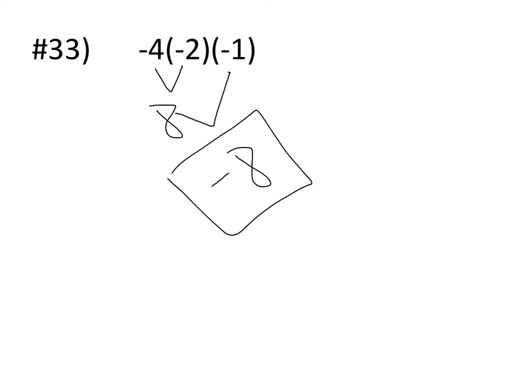Or you could have done it how I did it in class today and ignore the signs. Just do 4 times 2 is 8, times 1 is 8, and then count how many negatives you have. 1, 2, 3. Since it's an odd amount, you know it's going to be negative.